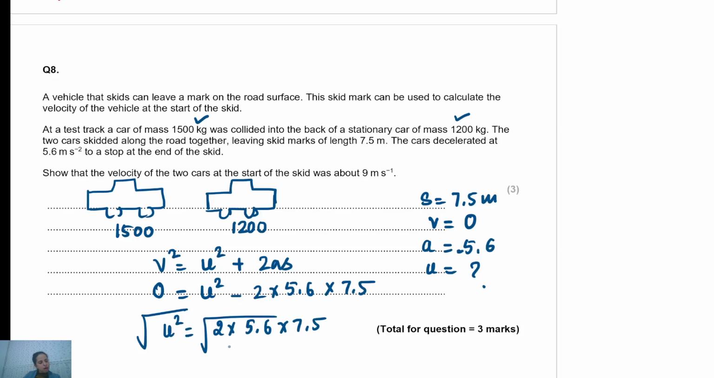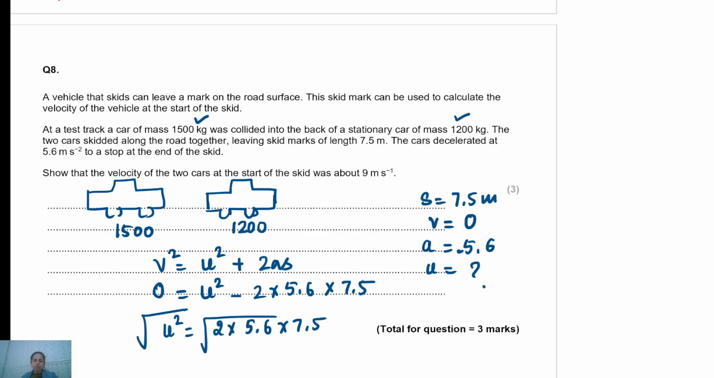Give me a second. Okay. Fine. So it's coming around 9.2 meters per second, so it is around 9 meters per second. So we got that.